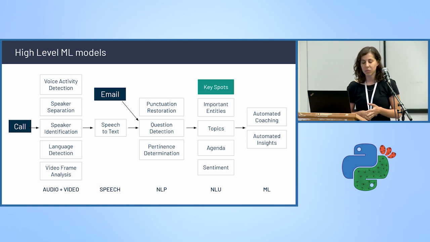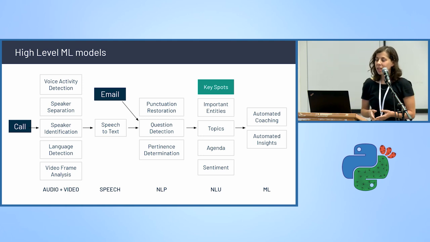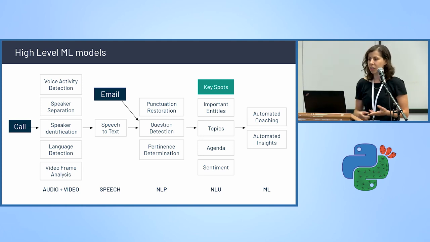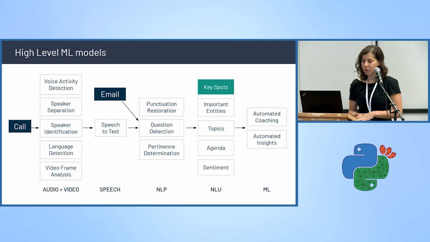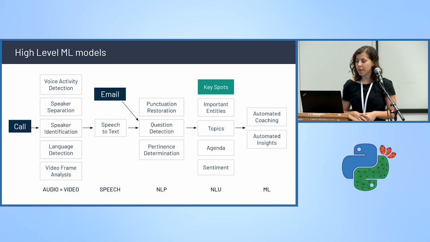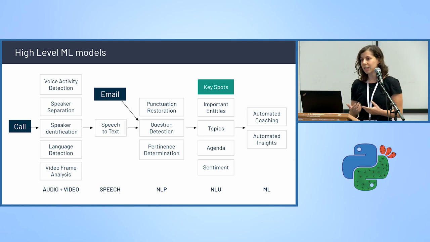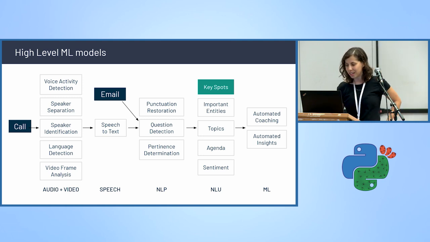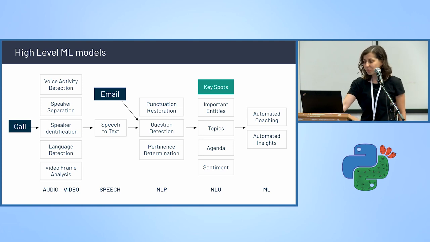We have a very complex pipeline, very rich data. We have the recorded calls, which include video and audio, which we then transcribe with in-house speech-to-text models. We also have emails from some of our customers. And then we run a number of NLP and NLU algorithms, which we then analyze with other models to provide insights. Today I'm going to talk about what we call key spots at Gong.